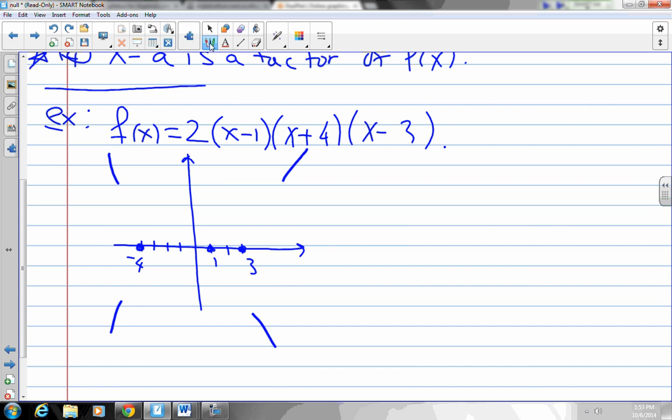So let's identify the key points that we need in order to determine the end behavior. I need to know the degree. What is the degree of this polynomial? What do you think? Third, right? Because again, by definition, the polynomial has to be in the expanded form. So if I pretend to FOIL this whole thing out, the highest power that I'll see is x cubed, and I don't care about the rest. So that's a third degree.